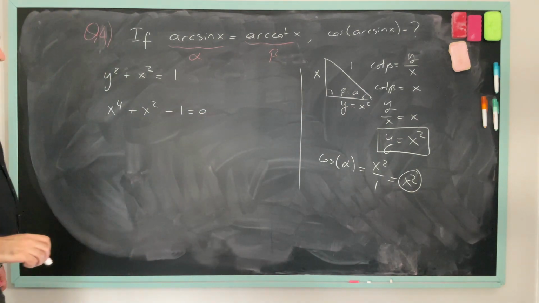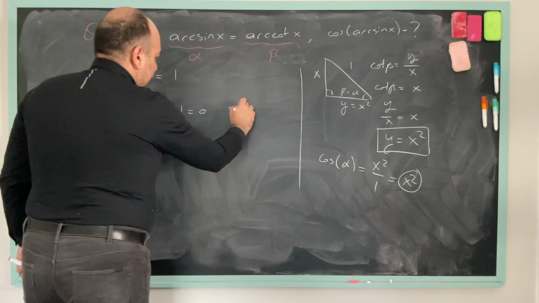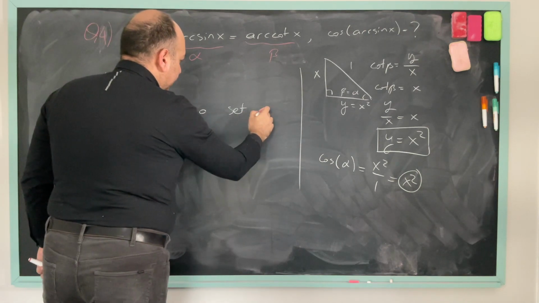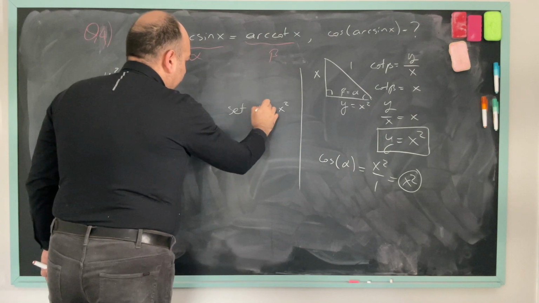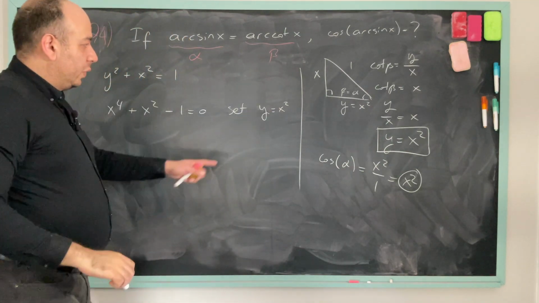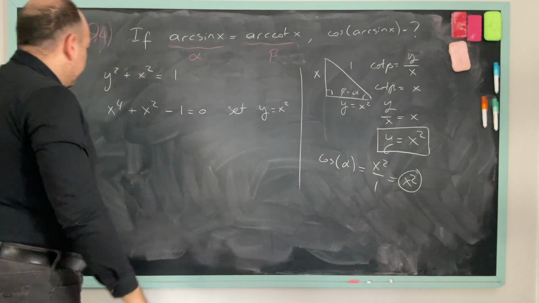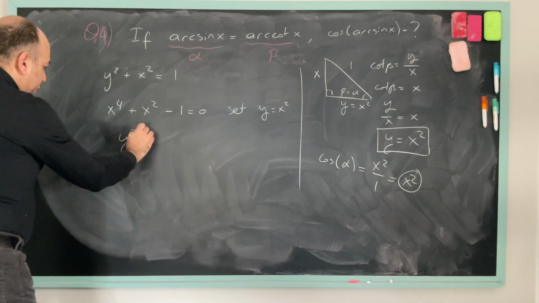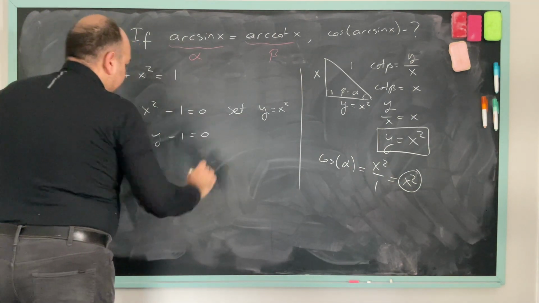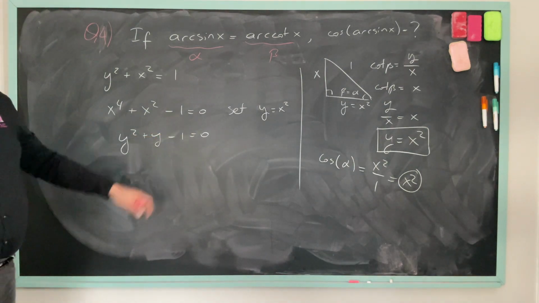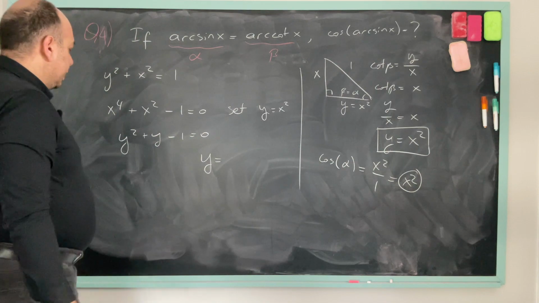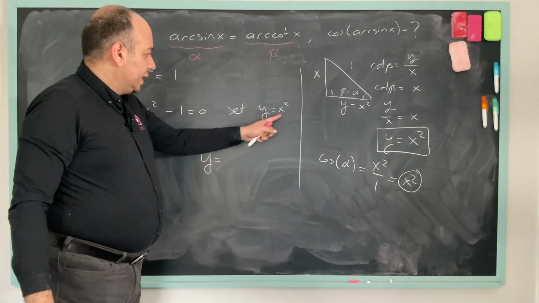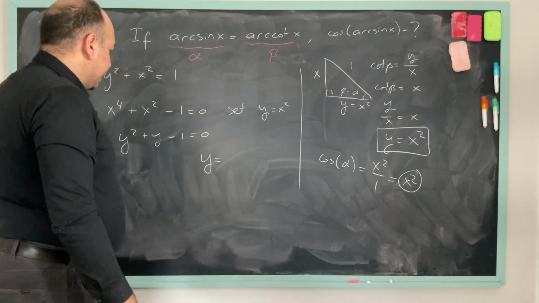Okay? So at this point, let's define a new variable, u is equal to x squared. By the way, I can just call it y, because I'm looking for y actually. Y is equal to x squared, right? So then this gives me y squared plus y minus 1 is equal to 0. So this is now a quadratic equation. And we are looking for the positive root, right? Because y cannot be negative, it's the square of x.